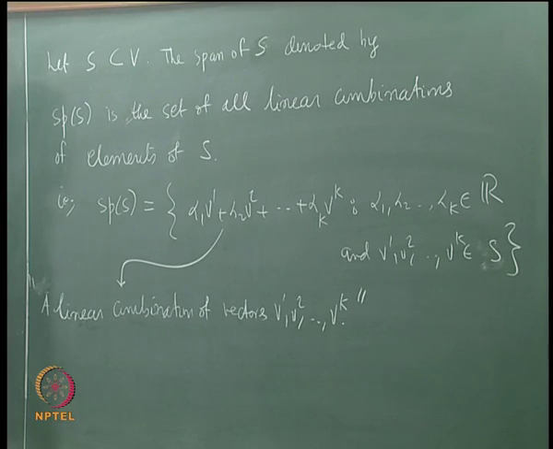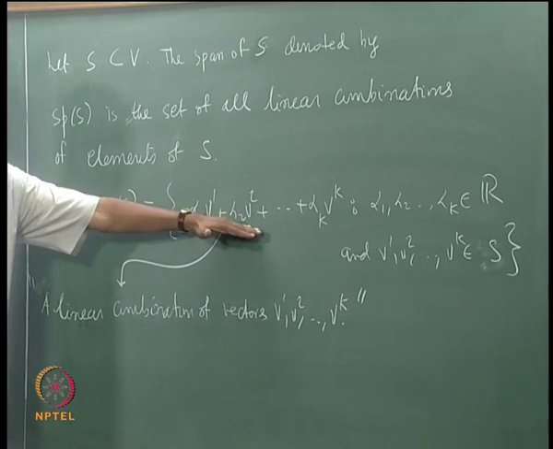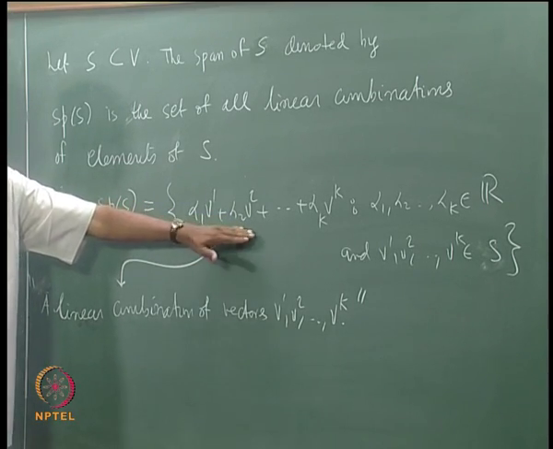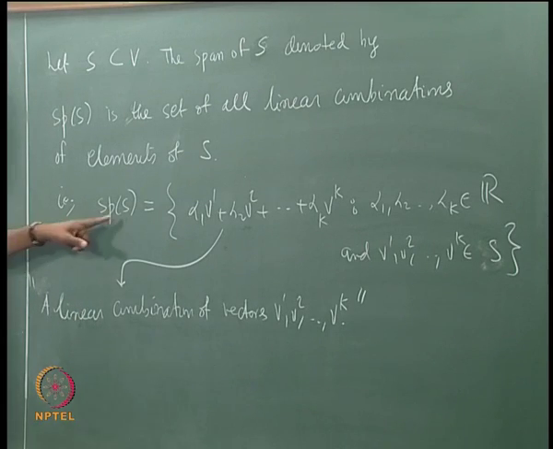This is my definition. A linear combination of the vectors v1, v2, etc., vk is a typical element of span of S, and it is of this type. A linear combination is of this form. That is a typical element of span of S. Now, this span of S is a subspace. The span is a subspace of V.